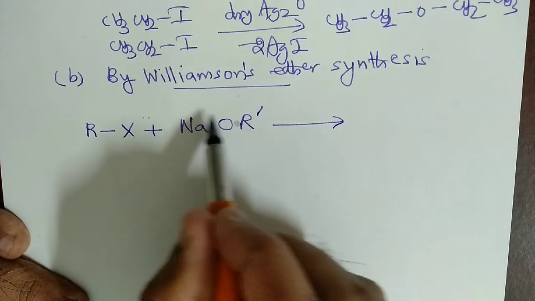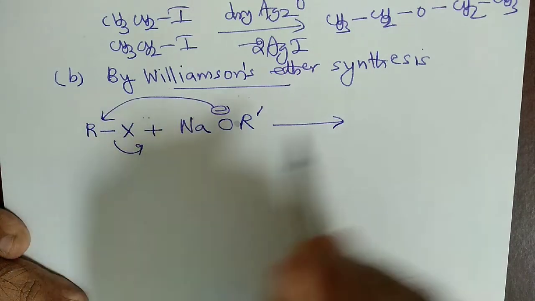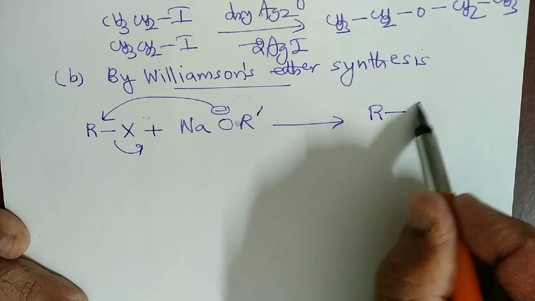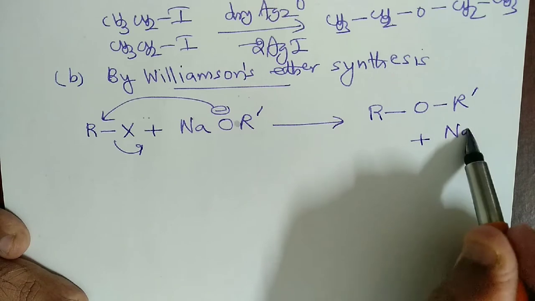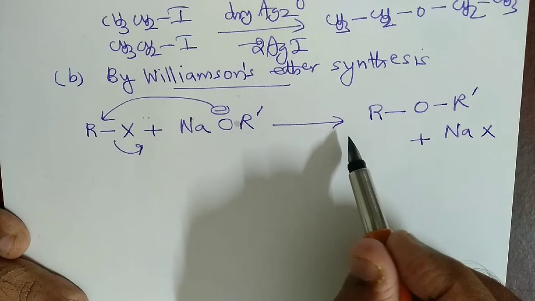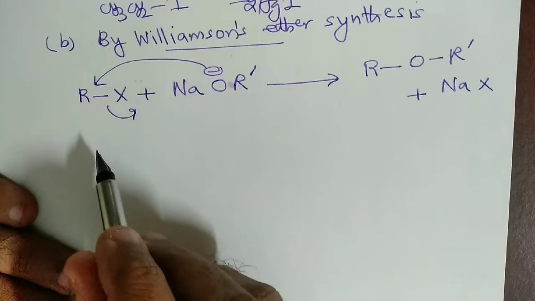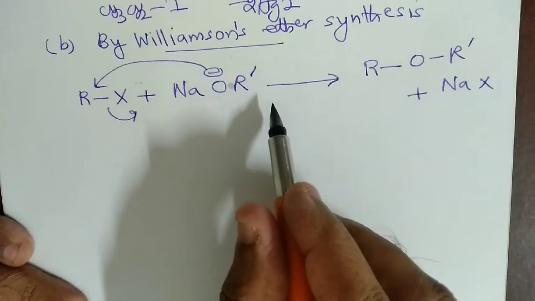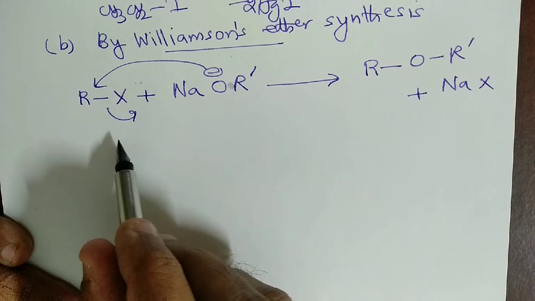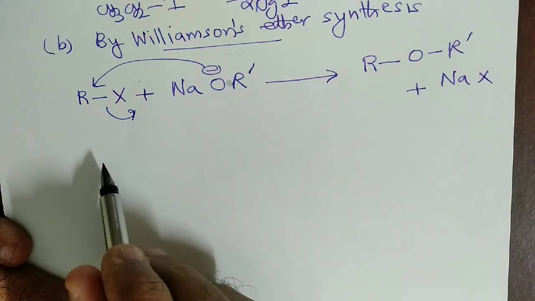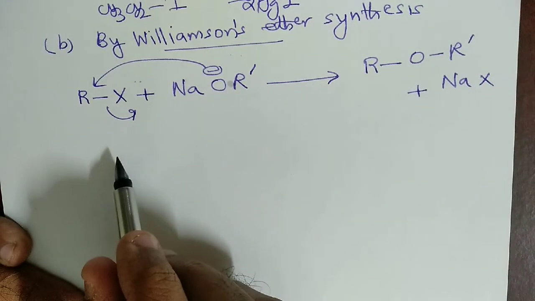The alkoxide or phenoxide is a nucleophile. It displaces a halogen atom from alkyl halide to form ether. It is a nucleophilic substitution reaction following the SN2 mechanism. Hence, this reaction is given by methyl halides, primary alkyl halides, and a few secondary alkyl halides. Tertiary alkyl halides do not give this reaction.